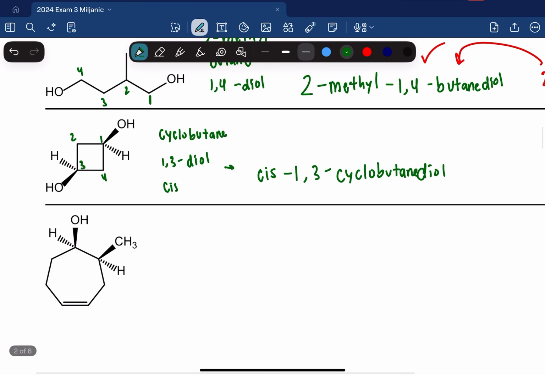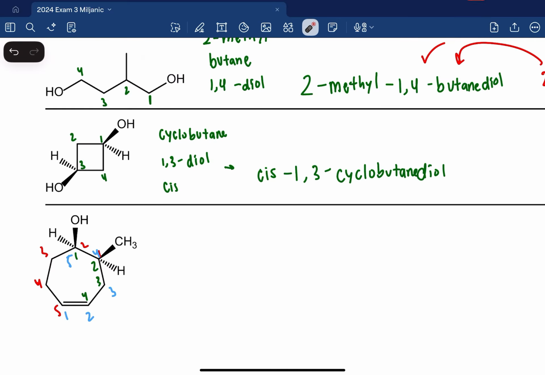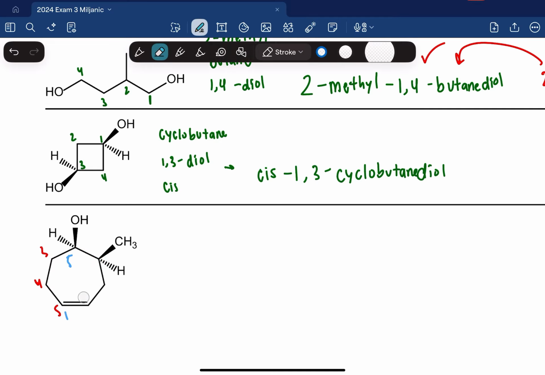Cool. Okay. And then on this last one, you have a few ways you can number this. So you can say 1, 2, 3, 4, or you can say 1, 2, 3, 4, 5, or even in light blue, you can say 1, 2, 3, 4, 5. So the reason that we go with the green numbering scheme here is because not only does it give the highest priority group the lowest number, it also gives the second substituent on the lowest number. So remember, you want to have the longest parent chain, then you also want to give your highest priority group the lowest number possible if possible.